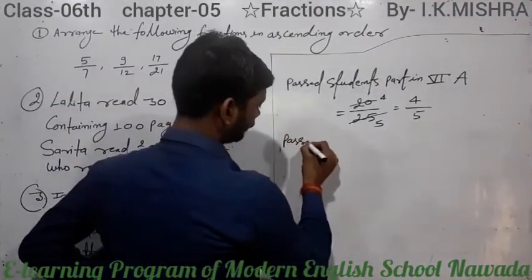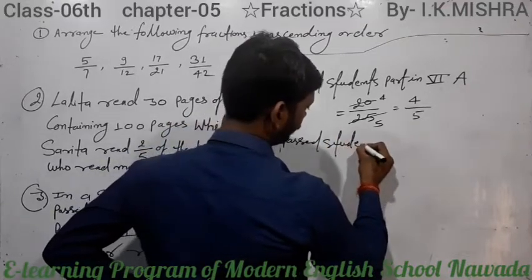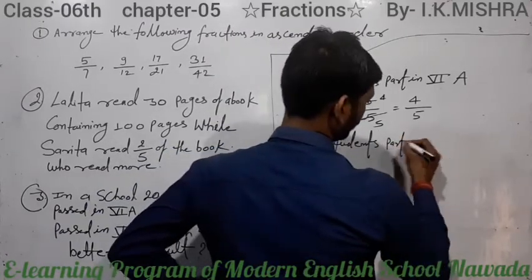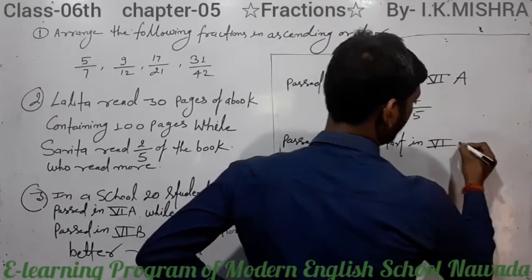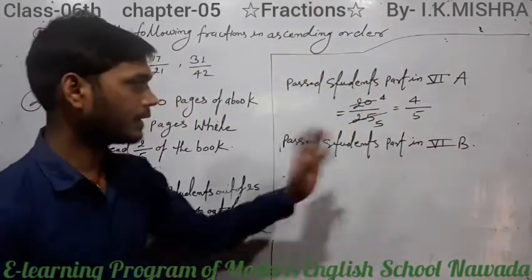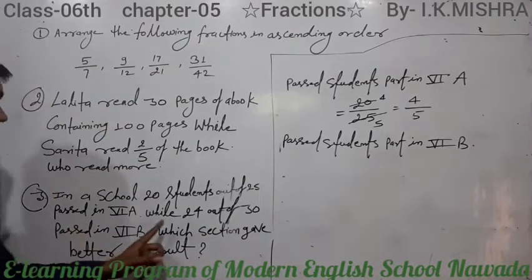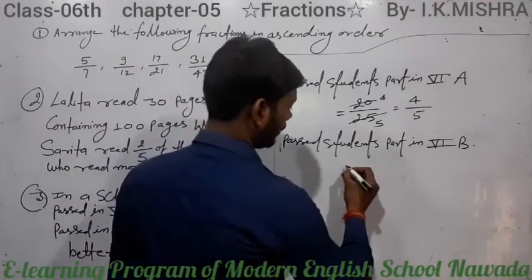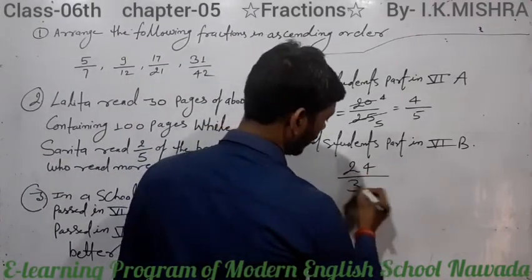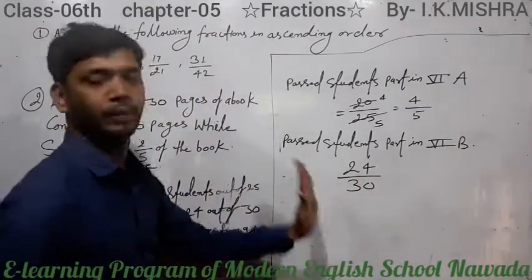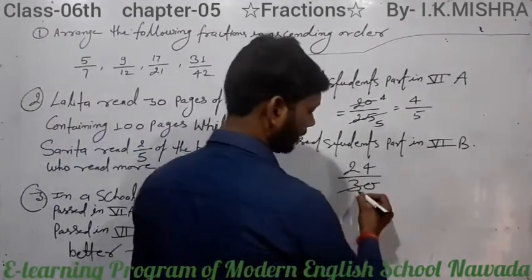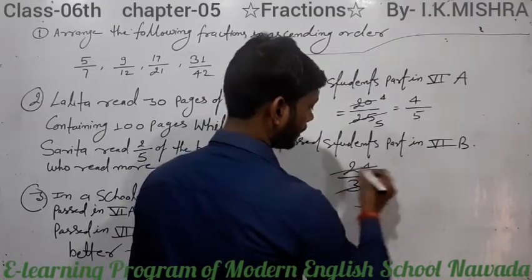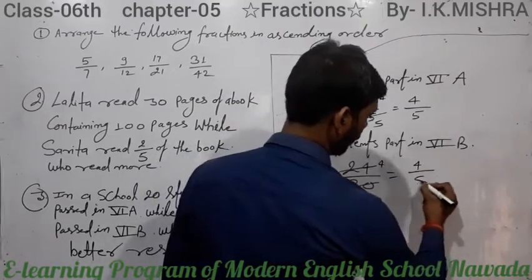Passed students part in 6B. Here in 6B, 24 out of 30 passed in 6B. Here 24 out of 30. Total students will be written in denominator. Here it will be divisible by 6 and also by 6: 6 fives are 30 and 6 fours are 24. That means 4 by 5.